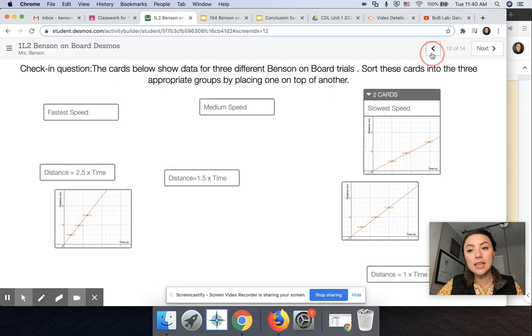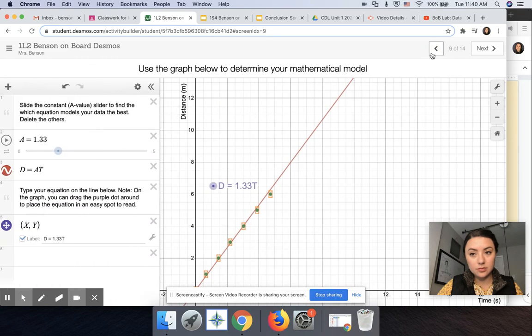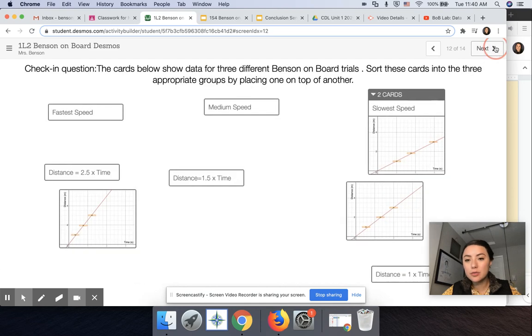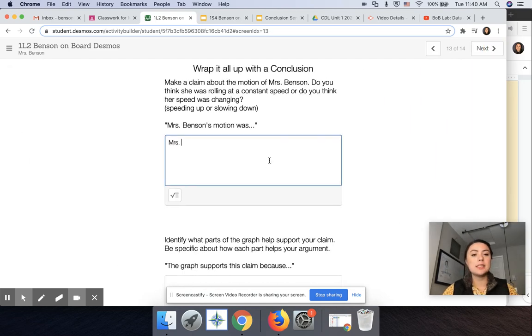So if we look at our data, this line here, although this last data point was a little bit lower than the other ones, most of them are in this straight line. And when data points are in a straight line, that tells you that it was pretty constant. So I'm going to write for my claim, Mrs. Benson's motion was constant. And if you wanted to write about that last data point that's a little bit lower, so maybe I was slowing down a little bit because of friction, you can.